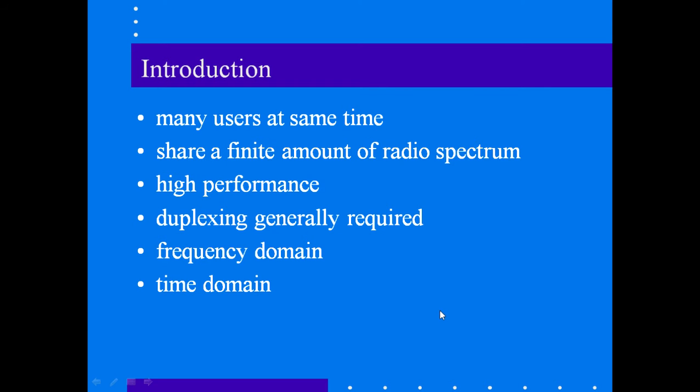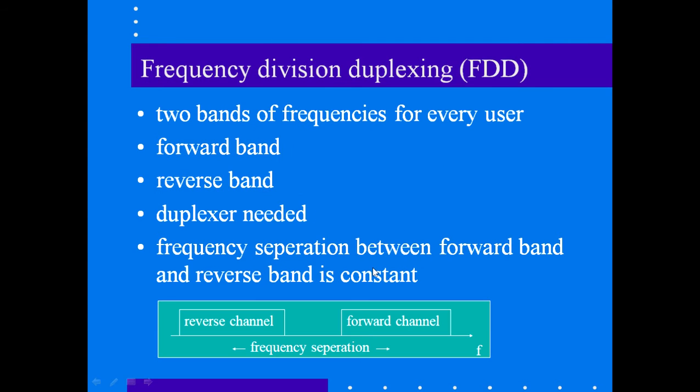Then here we have introduced the multiple access technique. It is used for many users at the same time, and it is used to share a finite amount of radio spectrum to give high performance. Since it involves multiple users accessing at a time, duplexing is generally required. It can be used in the frequency and time domains.